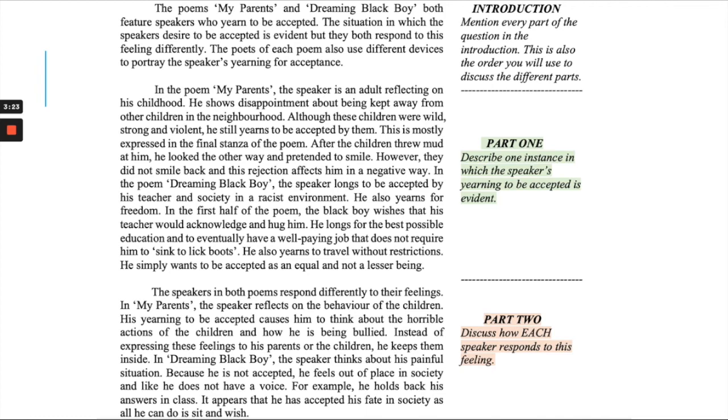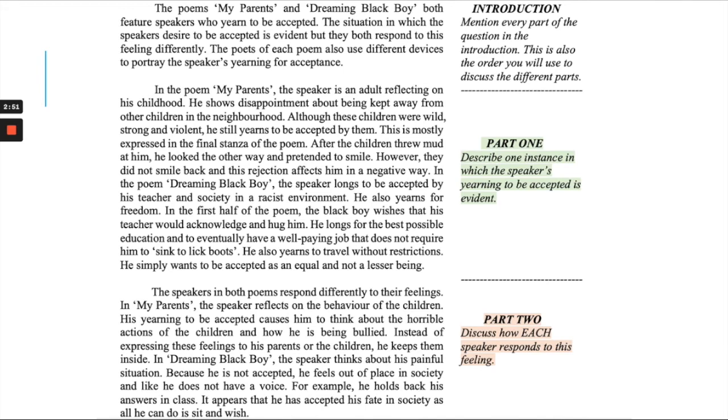In the poem My Parents, the speaker is an adult reflecting on his childhood. He shows disappointment about being kept away from other children in the neighborhood. Although these children were wild, strong, and violent, he still yearns to be accepted by them. This is mostly expressed in the final stanza of the poem. After the children threw mud at him, he looked the other way and pretended to smile. However, they did not smile back, and this rejection affects him in a negative way.